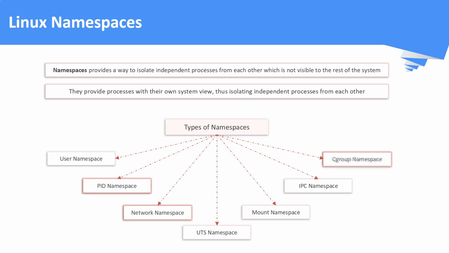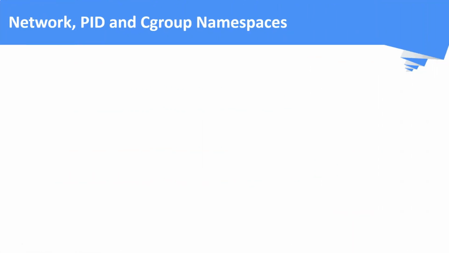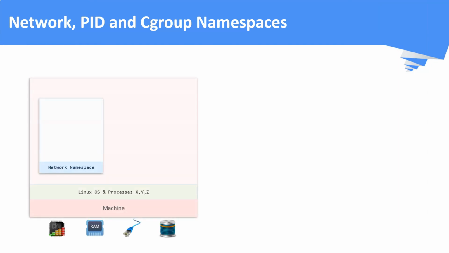With respect to containers, these namespaces are important. That is the PID namespace, network namespace, and Cgroup namespace. Let us see a bit more in detail. Network, PID, and Cgroup namespaces. Network namespaces are a Linux kernel feature which allows us to isolate the network stack from the host network. For example, using network namespaces, we can create separate network interfaces, routing tables, and firewall rules which are completely isolated from the base operating system or the host.